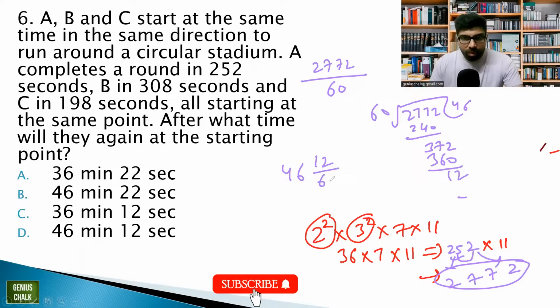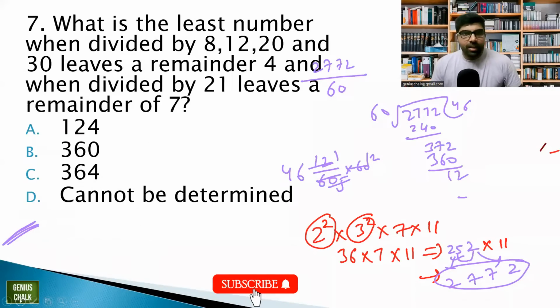12 by 60, right? So 46 minutes and 12 by 60, it is 1 by 5 into 60. So this becomes 12 again. So 46 minutes 12 seconds is my answer, right?